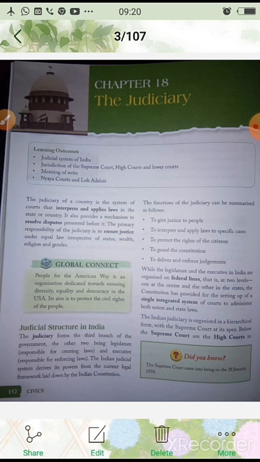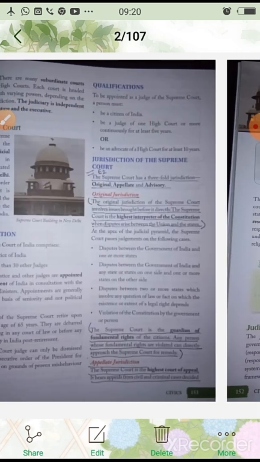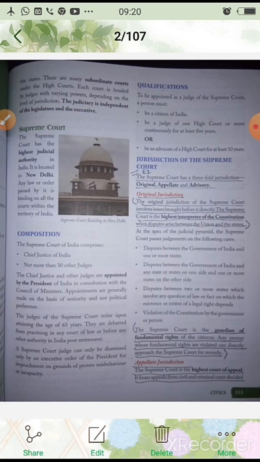Then the Indian judiciary is organized in a hierarchical form, with the Supreme Court at its apex. Below the Supreme Court are the High Courts, which are in the states, and there are many subordinate courts under the High Courts. Each court is headed by judges with varying powers depending on the level of jurisdiction. The judiciary is independent of the legislature and the executive.